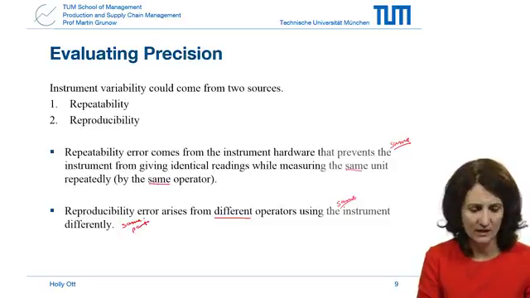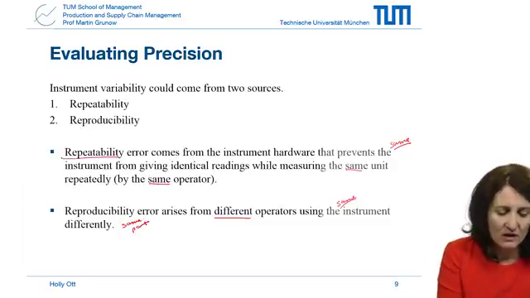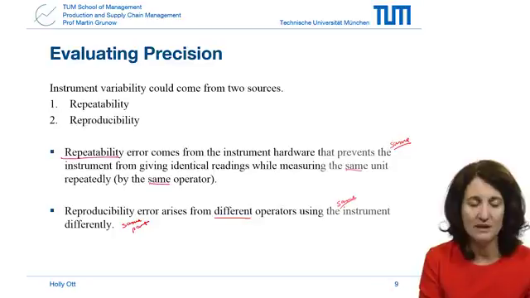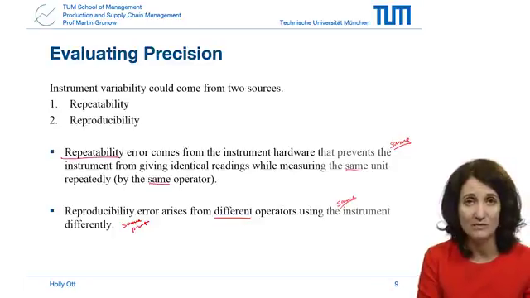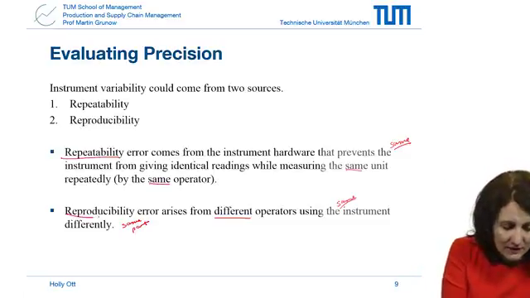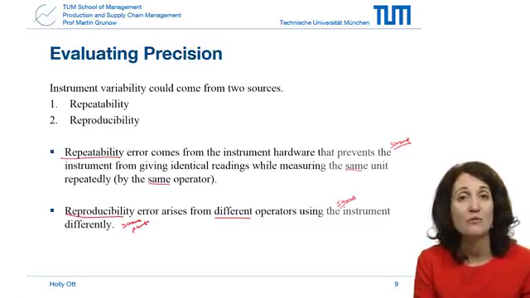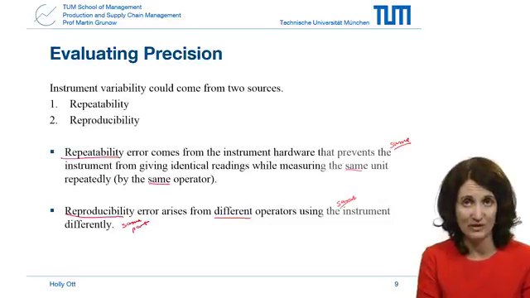Repeatability is, the error is estimated by the standard deviation of readings from the instrument taken repeatedly on the same unit by the same operator, whereas reproducibility, that error is estimated or quantified by the standard deviation of the readings taken by different operators on the same unit.